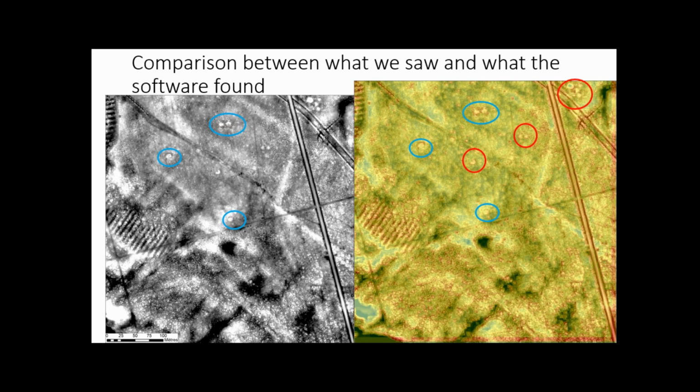This doesn't mean that all of the structures which are recognized are charcoal burning platforms, but they do have morphological similarities. They have this elevation in the middle and the ditch ring around. So they are potential charcoal burning platforms.